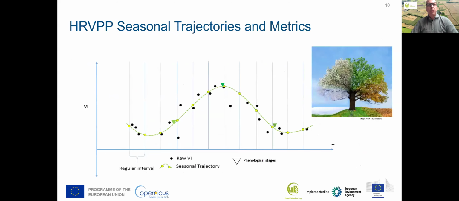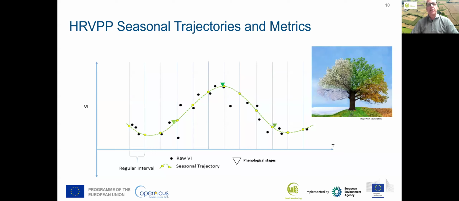Here you see an example of the seasonal trajectory. The black dots are the raw vegetation indices, which have, of course, a little bit of noise. This curve fitting and gap filling technique is done because the daily raw vegetation indices are also at an irregular time frame. You also have clouds sometimes, etc. The dashed line basically gives the curve fitting technique, and the yellow dots are then the regular interval, which comes out as the seasonal trajectories.